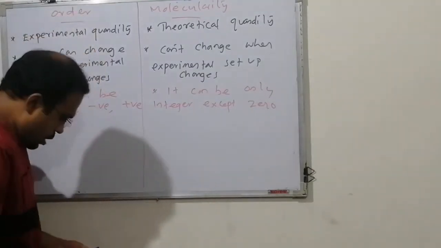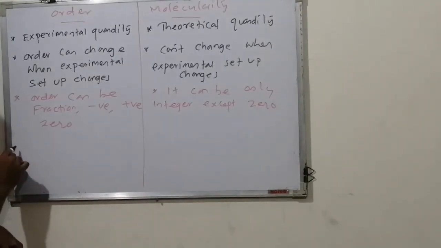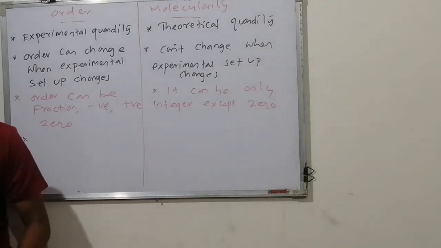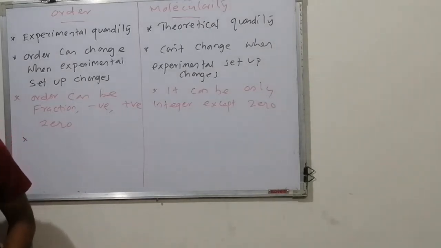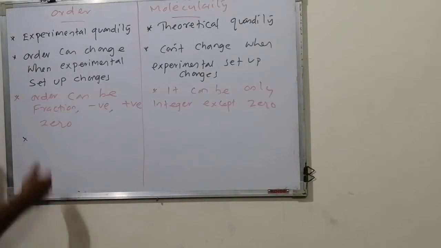Now the fourth point. If there is a 2 mark question, you manage with the fourth point. I will tell you, I have noticed somewhere the fourth point. Okay, that's all. These are the points: experimental quantity, or can change.